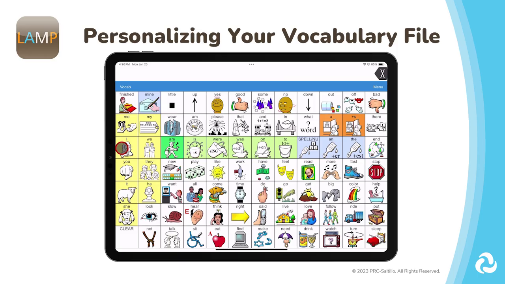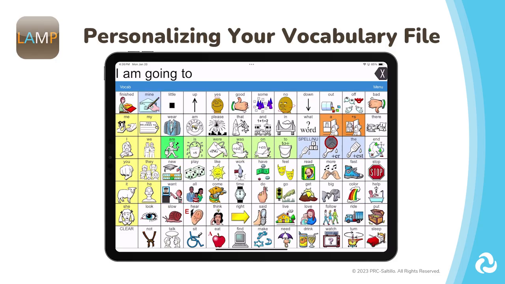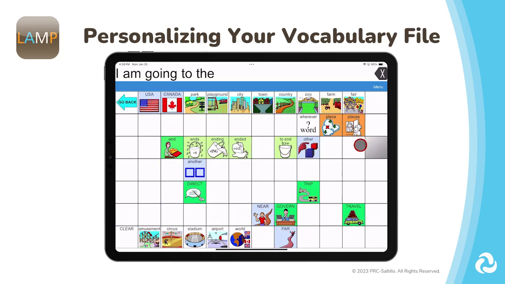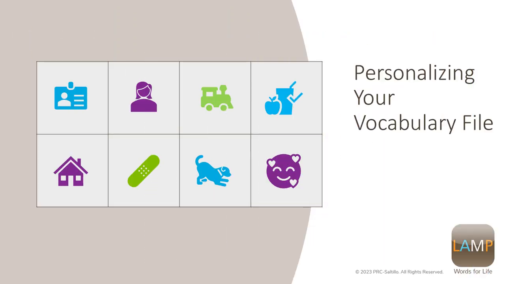Next, you will want to explore the vocabulary file and find where some of your AAC learners' favorite words are. All of the vocabulary files come with lots of pre-programmed words, but there will be places to add in personalized vocabulary. Work with your team on determining what words are needed and where they should be programmed. Use the Making It Personal planner to brainstorm some words you may want to add.